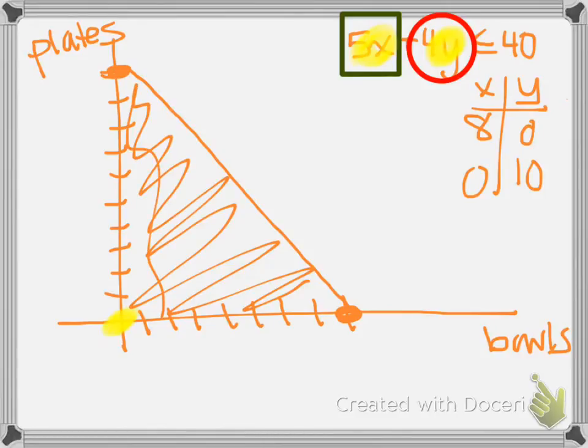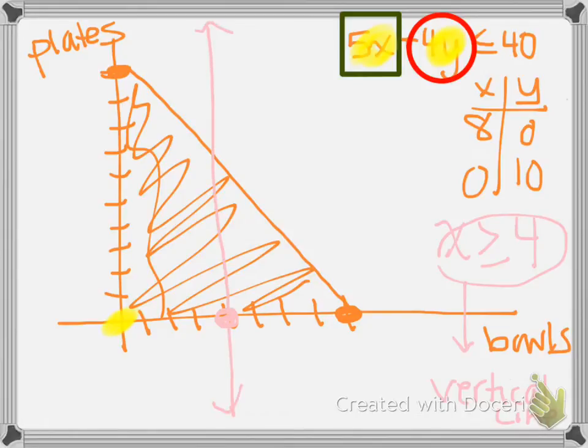Next, I need my next equation. I'm going to color code it. That's going to be x is greater than or equal to 4, because I want at least 4 bowls. Remember, when we have x is equal to a number, that's a vertical line. So I'm going to go to the 4, 1, 2, 3, 4, make a dot, and do a vertical line through it.